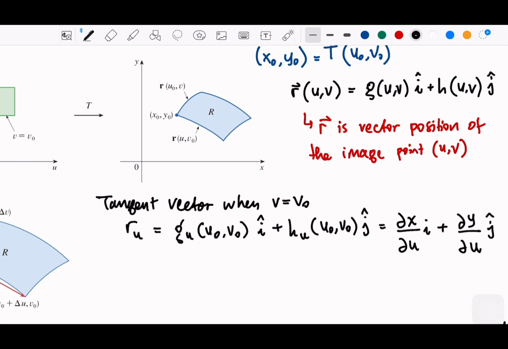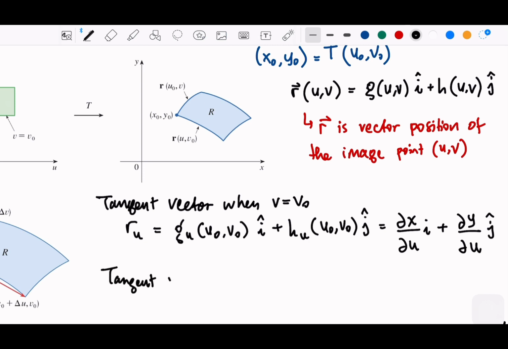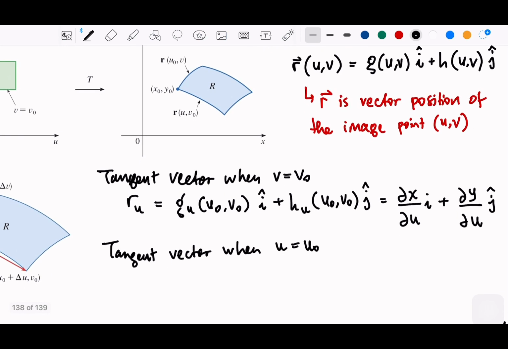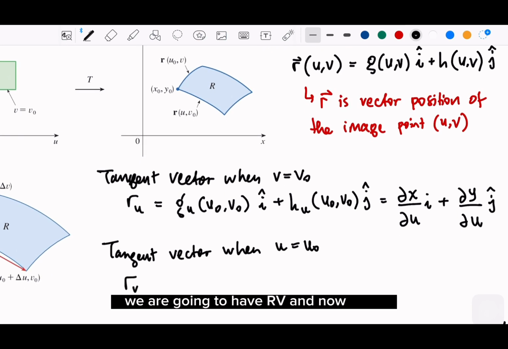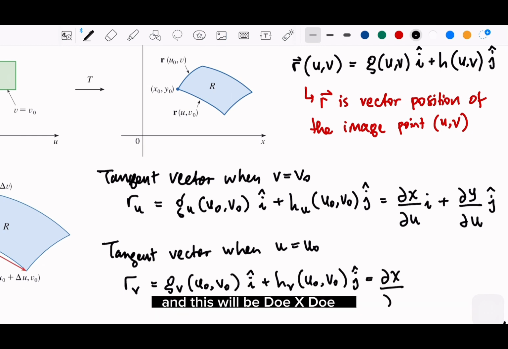Let me write the formulation first, and I will explain what this is. And then the tangent vector when u is u0, a constant, we are going to have r_v. Now it's r_v, so g_v and this will be ∂x/∂v.